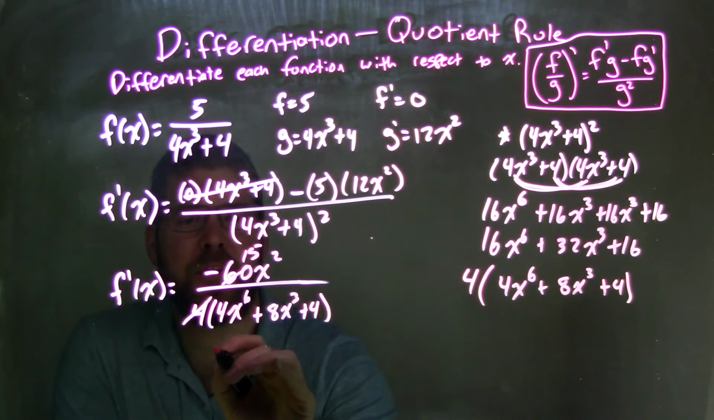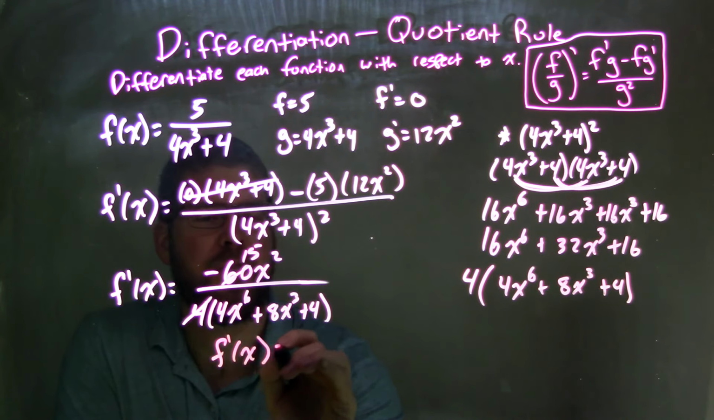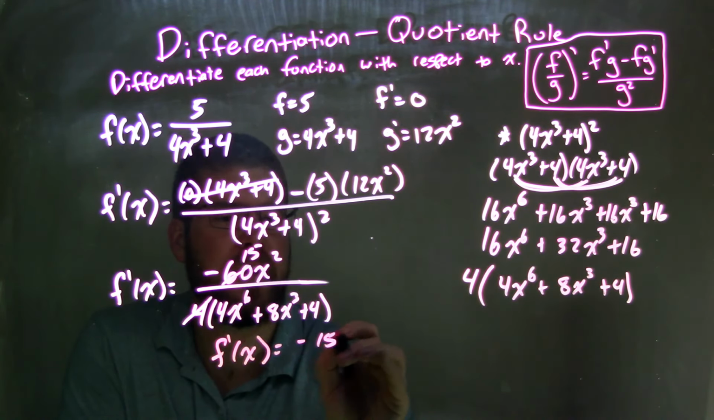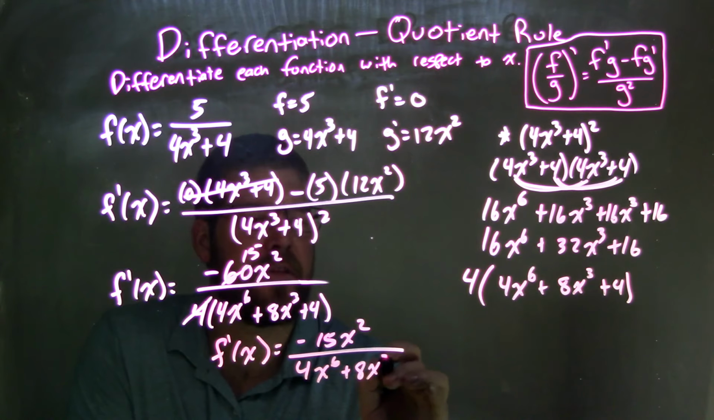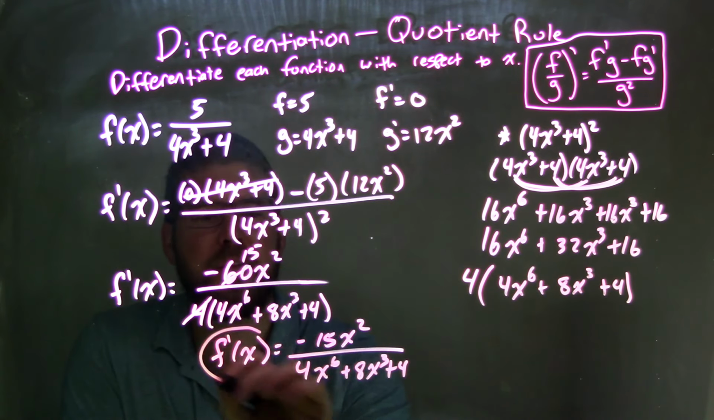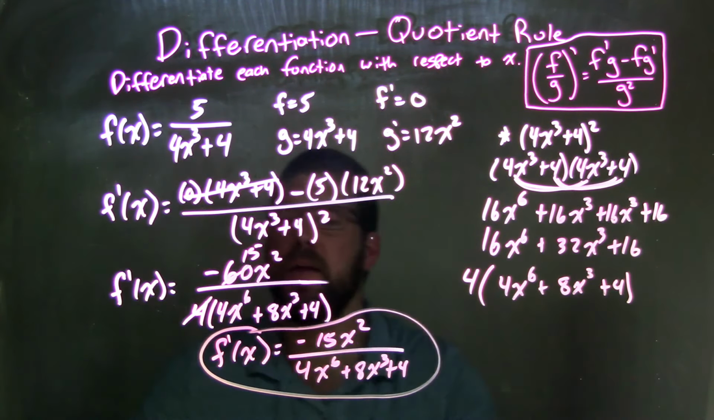But now I have my final answer, which is f prime of x is equal to negative 15x squared, all over now my denominator, 4x to the 6th plus 8x to the third plus 4. And that's it in simplified form. And there we have it.